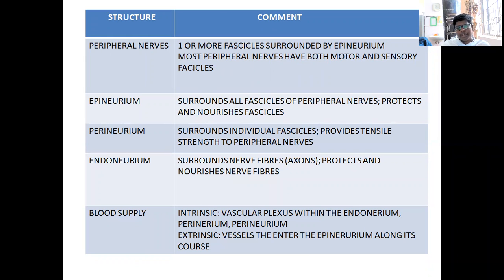Then perineurium surrounds individual fascicles, provides tensile strength to the peripheral nerves. Then endoneurium surrounds the nerve fibers, protects and nourishes the nerve fibers. Then the blood supply: it's intrinsic, a vascular plexus within the endoneurium and perineurium, and the extrinsic vessels that enter the epineurium along its course.